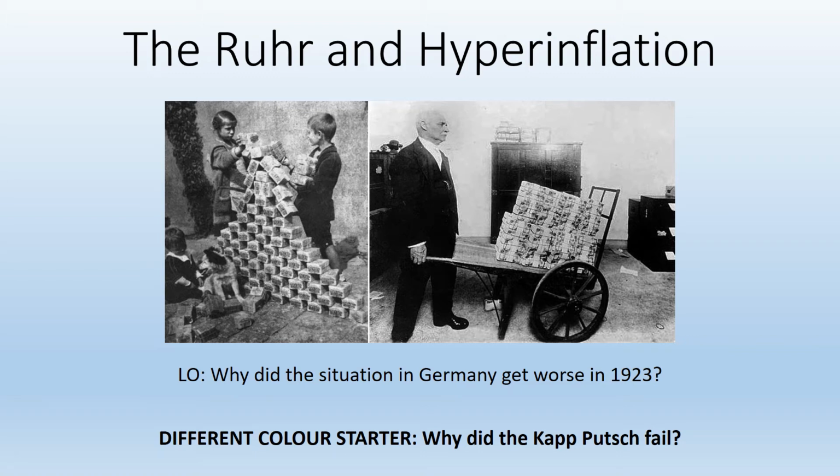Today we're looking at the crisis in the Ruhr Valley and the causes of hyperinflation. Your LO today is to look at why the situation in Germany got worse in 1923, and your starter is to explain why the Kapp Putsch failed. So let's go ahead, pause the video, write down our title, LO, and starter, and give it a go. When you're finished, go ahead and hit play to resume, and we'll take up the starter together.